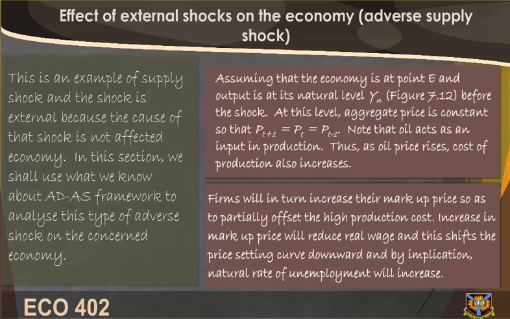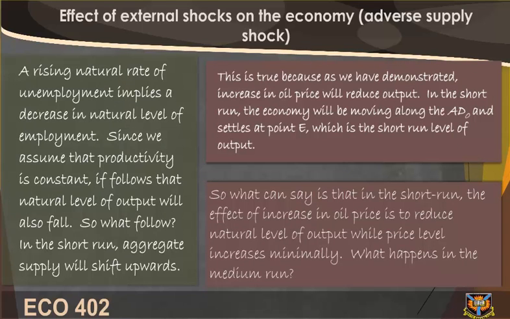Increase in markup price will reduce real wage, and this shifts the price setting curve downward, and by implication, the natural rate of unemployment will increase. A rising natural rate of unemployment implies a decrease in the natural level of employment. Since we assume that productivity is constant, it follows that the natural level of output will also fall. So what follows? In the short run, aggregate supply will shift upwards. This is true because, as we have demonstrated, an increase in oil price will reduce output.